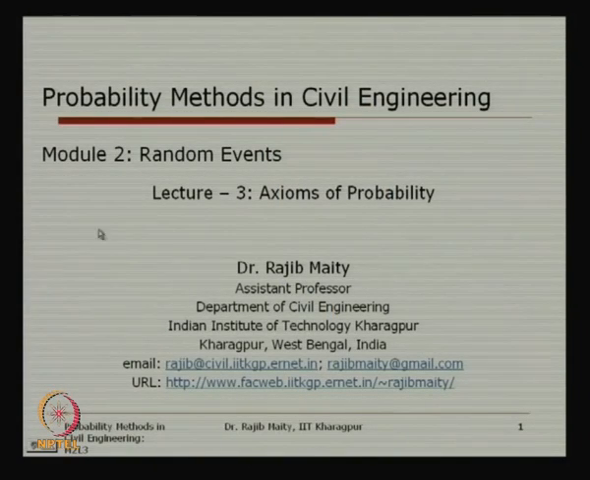In today's class, we are going through module 2, which is random events, and today is the third lecture, in which we will cover the part called Axioms of Probability. These axioms are basically the fundamentals of probability theory, and any conclusion that we generally draw in the theory of probability is directly or indirectly based on these axioms of probability. So, to know the theory of probability, understanding these axioms is very important.